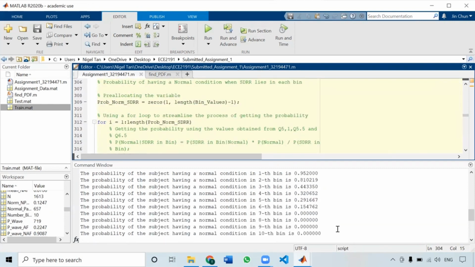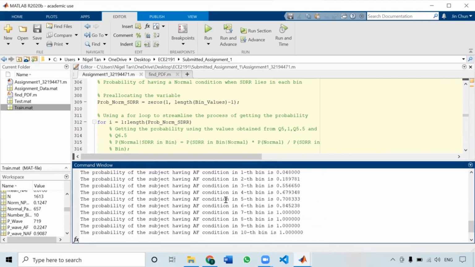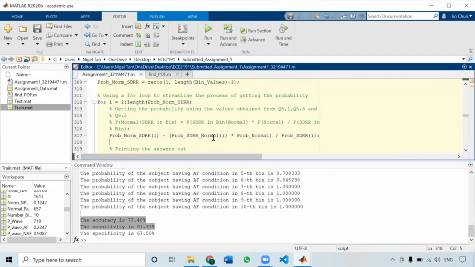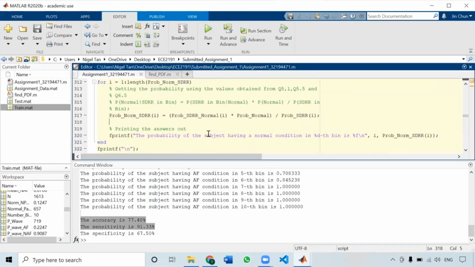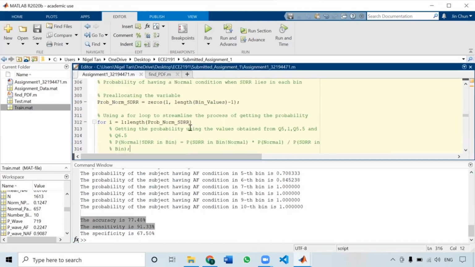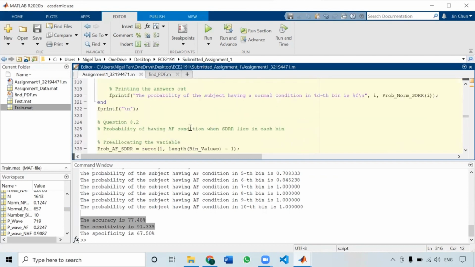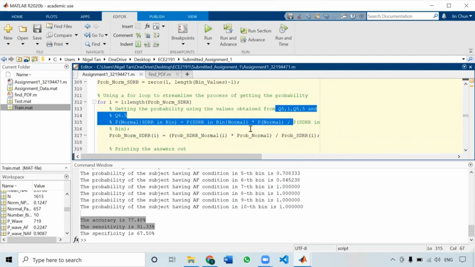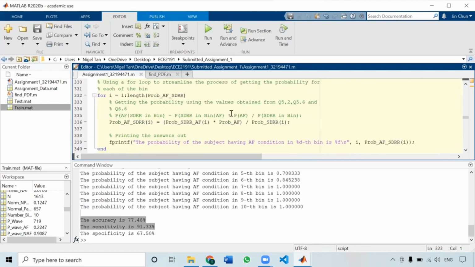This is the answer that I got, and the accuracy, sensitivity, and specificity. Basically, I look through each of the values, and I also use Bayes' rule here, Bayes' theorem, to get a value. So basically just use back the old values. It's the same for question 8.2 as well.